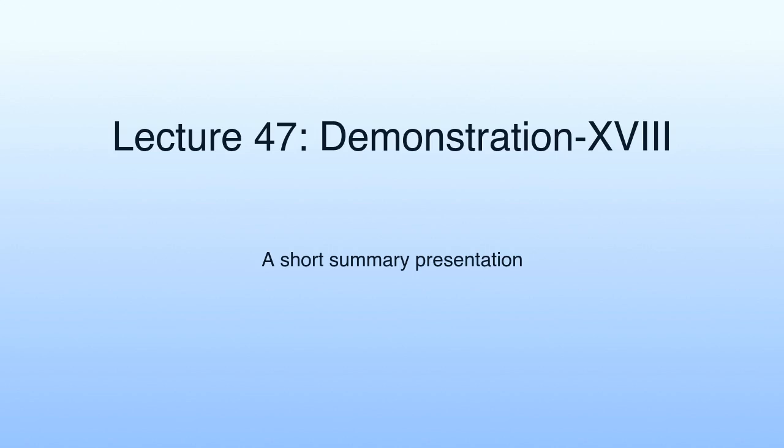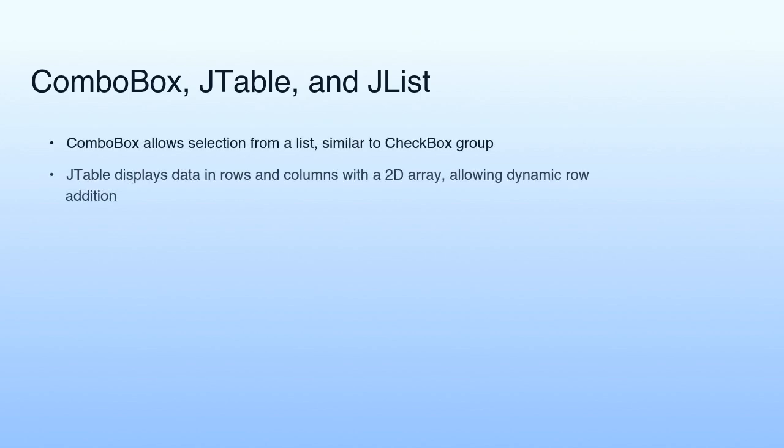Lecture 47 Demonstration-XVIII. In this video, we explore various swing components for building engaging user interfaces. The combo box component allows selection from a list similar to a group of checkboxes, while the table displays data in rows and columns using a 2D array, even allowing dynamic row addition.